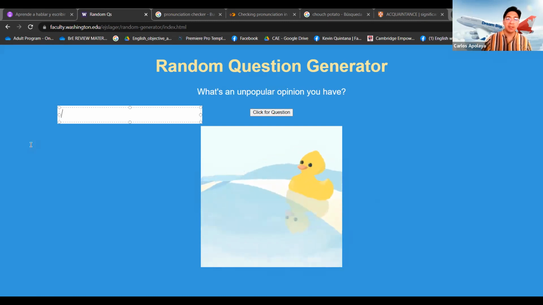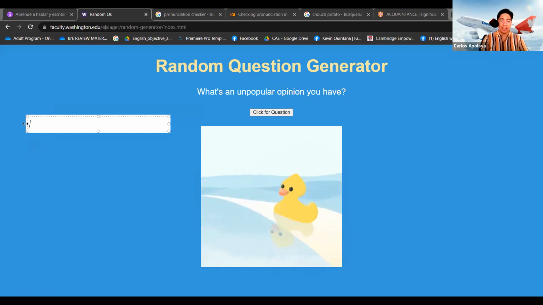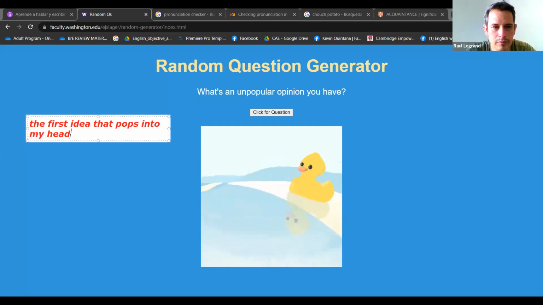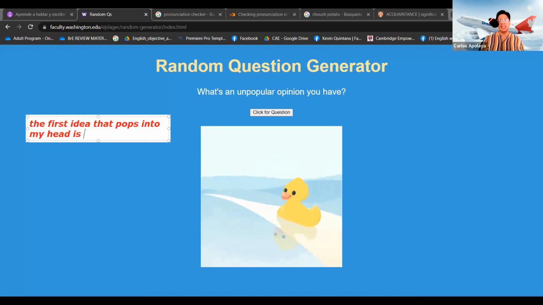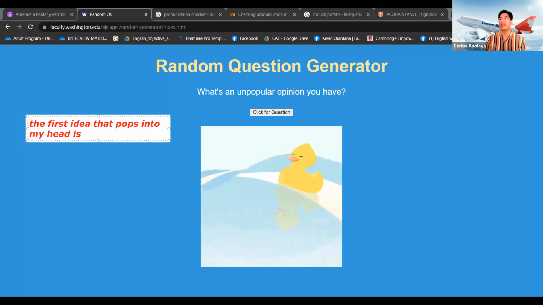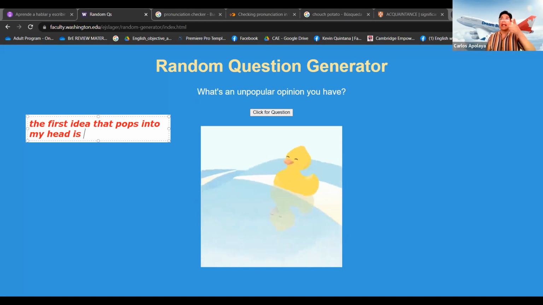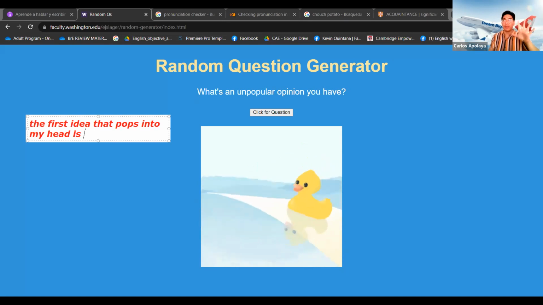You can say, for example, this sentence like the first idea. Do you remember that one? The first idea that pops into my head. The first idea that pops into my head is like lo primero que se me viene a la mente cuando alguien te pregunta algo para que lo digas sin pensar. Well, for example, what's your favorite food? You have 3 seconds. The first idea that pops into my head is ceviche.